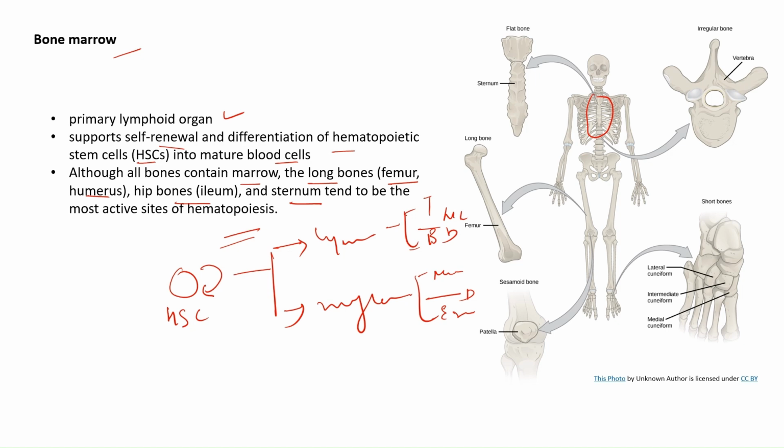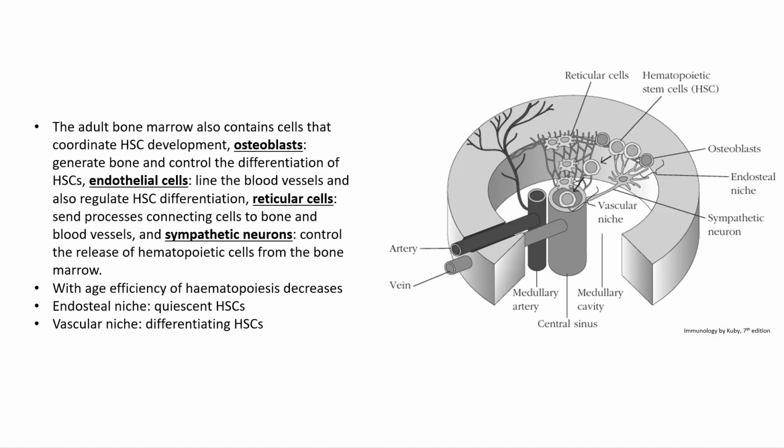This we already learned. Now, if we see the structure of an adult bone marrow, it contains cells that help in the development of hematopoietic stem cells. HSC means hematopoietic stem cell. Bone marrow contains, along with these hematopoietic stem cells, other cells that help in their development and differentiation.